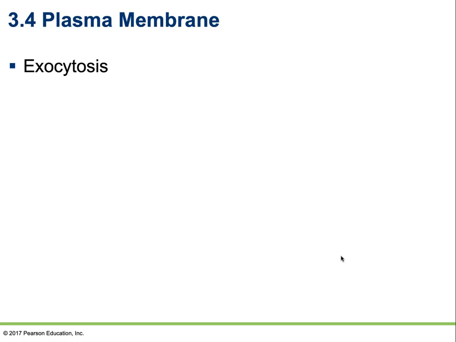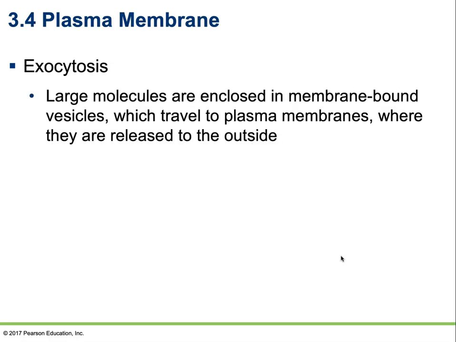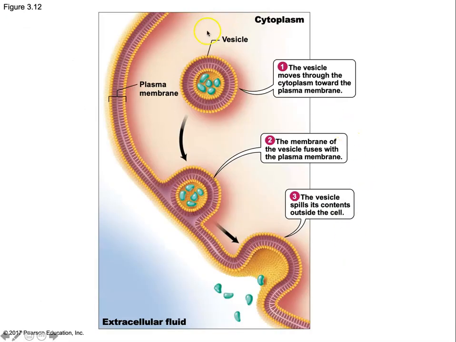Exocytosis is going to look very similar, but it's going to be just in the opposite direction. Exocytosis is when we are sending large molecules out. They're going to be enclosed in a membrane-bound vesicle. That vesicle is going to travel up to the plasma membrane, where it will then be released to the outside. Here's an example of that. Here is our vesicle carrying our precious cargo.